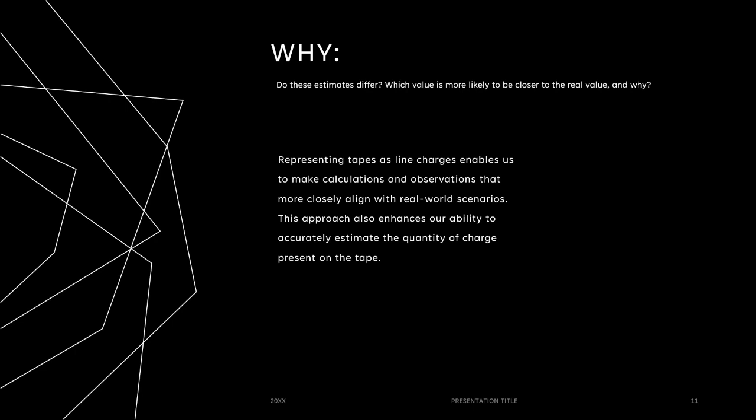Now, a question raised because of that is, why do these estimates differ, and which value is more likely to be closer to the real value and why? Representing tapes as line charges enables us to make calculations and observations that more closely align with real-world scenarios. This approach also enhances our ability to accurately estimate the quantity of charge present on the tape. So the line charge model is more likely to be closer to the real value.